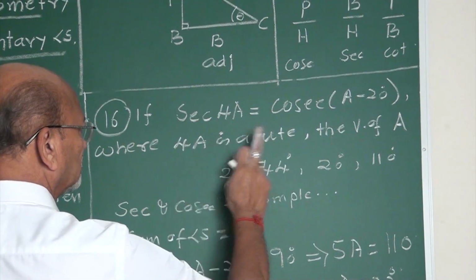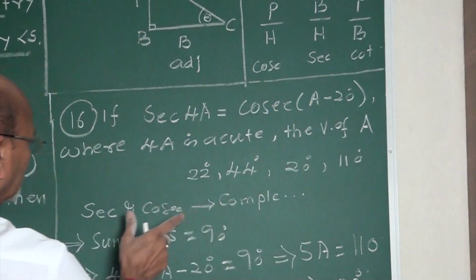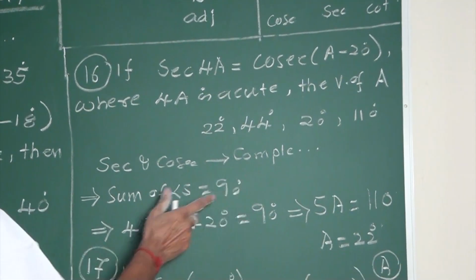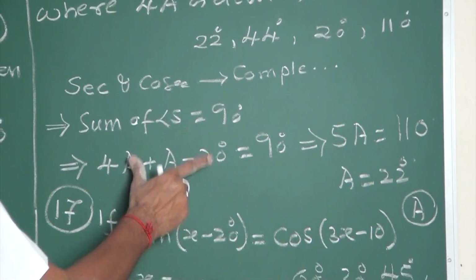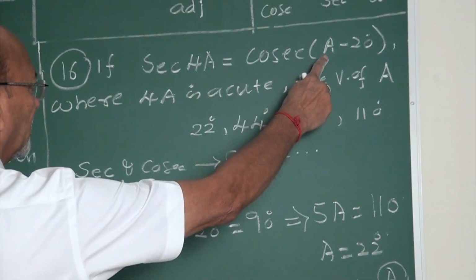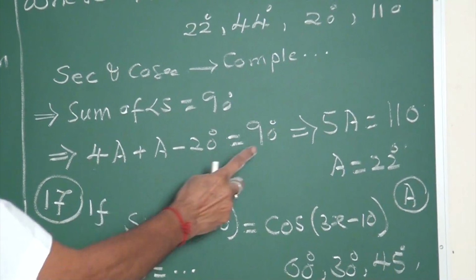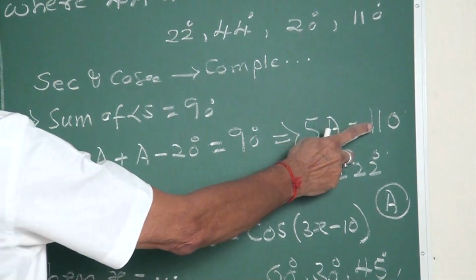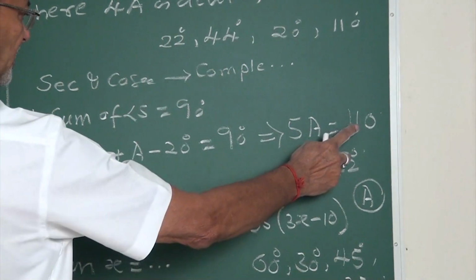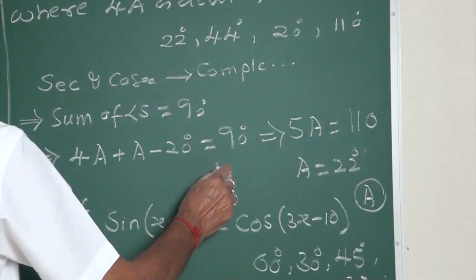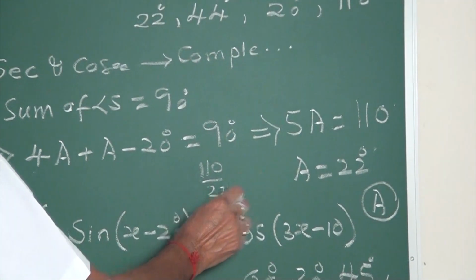If 4A is acute, then the value of A: sec and cosec are complementary, so the sum of the angles is 90. 4A plus A minus 20 equals 90. 4A plus A, 5A, equals 90 plus 20, 110. A is 110 upon 5.